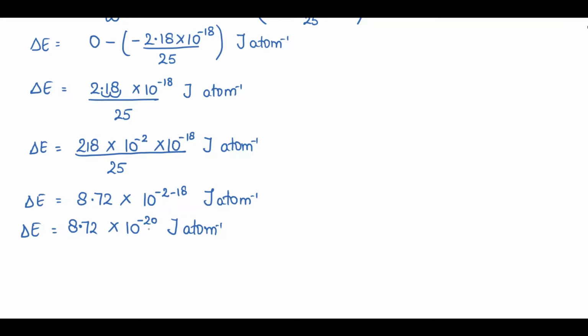So now we'll see the ionization energy of the hydrogen atom when electron presents in first orbit, right? So for this you can write for ionization of electron from first orbit.